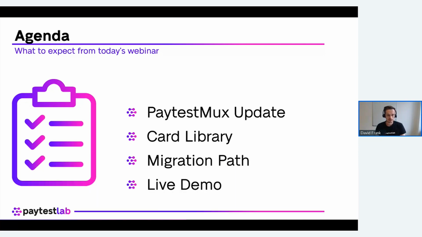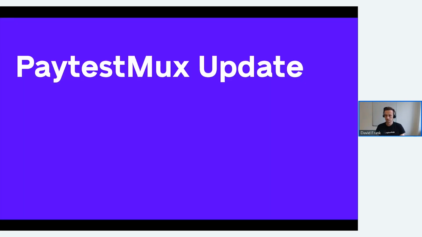So let's look at the agenda of today's webinar. I'm going to speak first about the PaytestMux upgrade, which we launched. So how we came to the network-enabled multiplexer that is now here. Then I'll show you the card library, first in the PowerPoint, and afterwards we go online and look at it in the live demo. And I'll also tell you what the migration path is, so you know how you can upgrade to your new version.